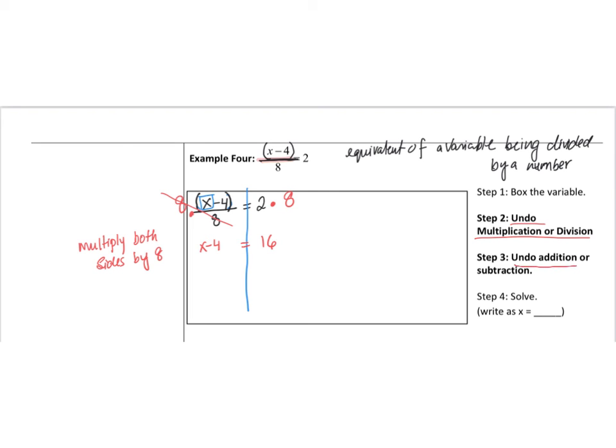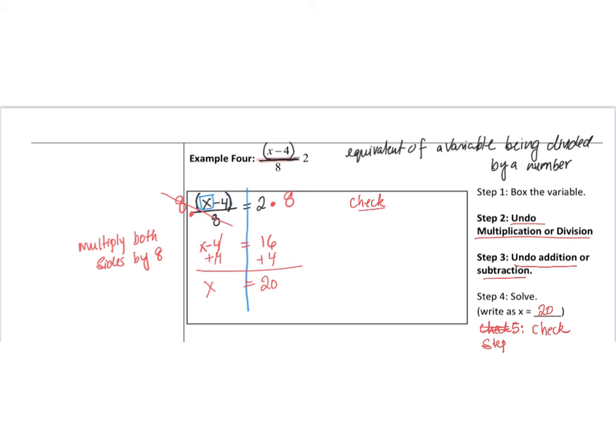I can now undo any addition or subtraction. So I will add 4 to both sides. And when I do that, I'm left with x equals 20. And like always, I will do a step 5. So I found x to equal 20. I will do a step 5, which is to check. Sorry, I miswrote here. Step 5 is to check.